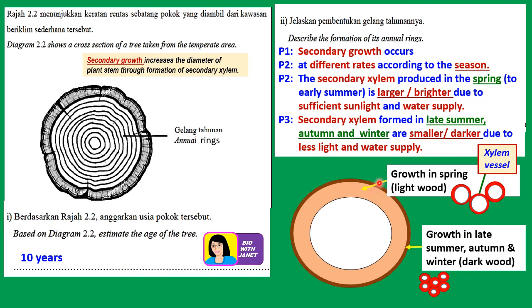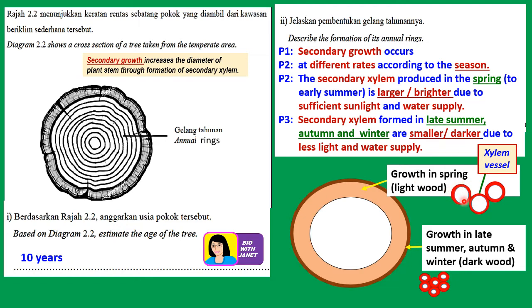Okay, now in spring, conditions are favorable. You have a lot of sunlight, water supply, and then the temperature is also higher. So the plant will grow well, and the size of the xylem, secondary xylem, is large like this.